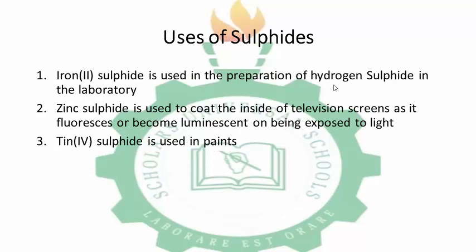Now, uses of sulfides. Iron(II) sulfide is used in the preparation of hydrogen sulfide in the lab, and zinc sulfide is used to coat the inside of television screens as it fluoresces, or becomes luminescent, on exposure to light. That means zinc sulfide glows when exposed to light. Tin(IV) sulfide is used in paint. Please let's take note of that.